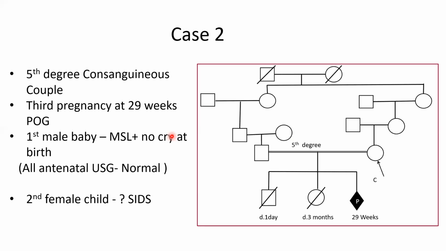This was the third pregnancy. In the first pregnancy, the baby, there is significant evidence of perinatal asphyxia. There was meconium stained liquor and there was no cry at birth. All antenatal USGs were told to be normal, and the baby died immediately after birth. In the second pregnancy, there is a query history of sudden infant death syndrome at 3 months of age. And this was the third pregnancy when they presented to us.